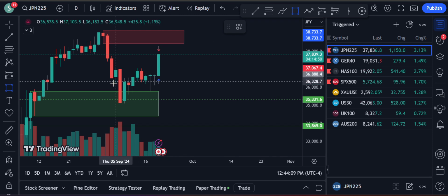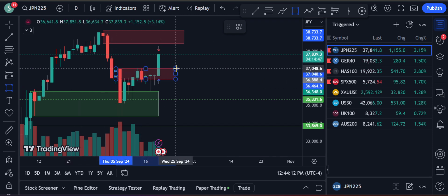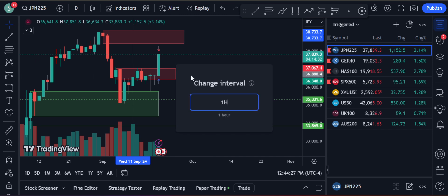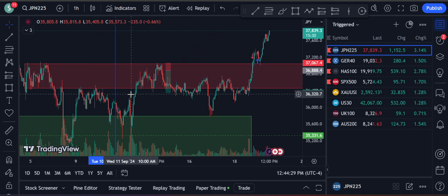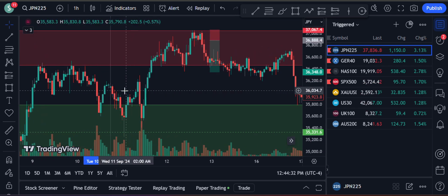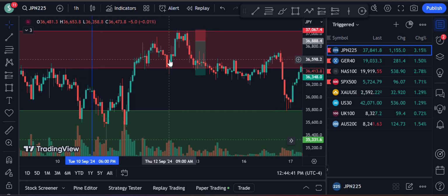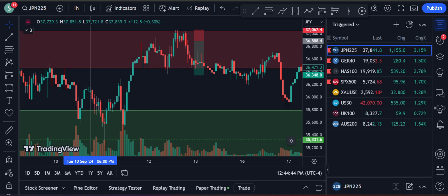What was my thought process? I thought after retracing from this point, it will go into this supply zone. At this point, it entered in this supply zone. Then I'll move down to my 1 hour time frame. And what happened? After this, at this point it entered a supply zone.